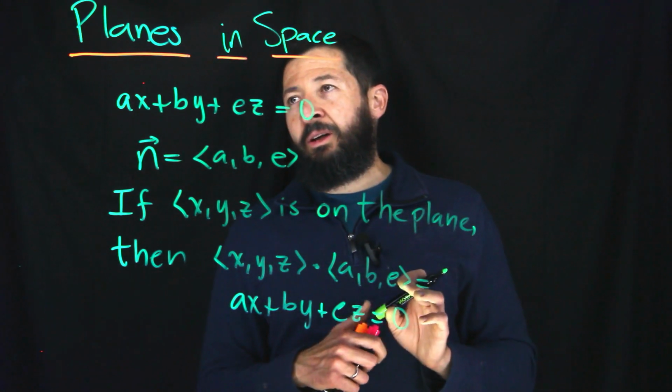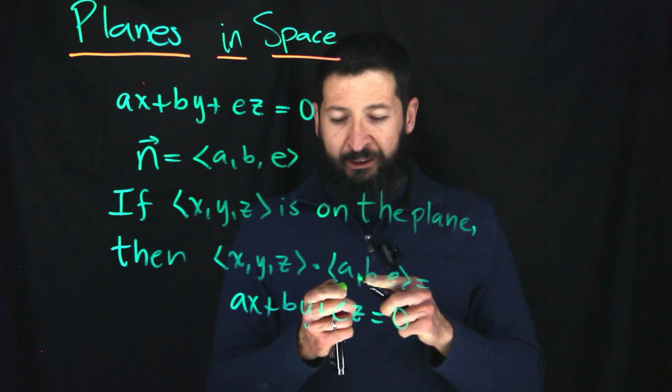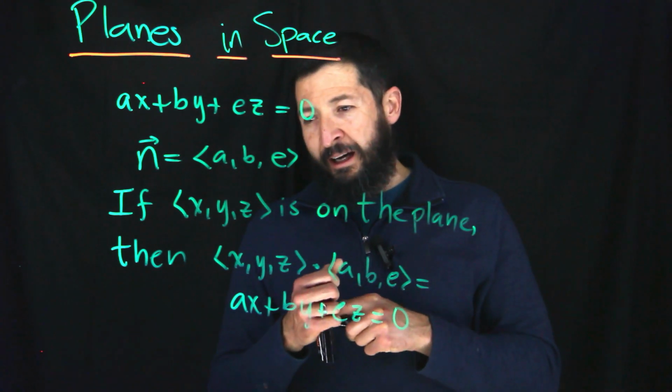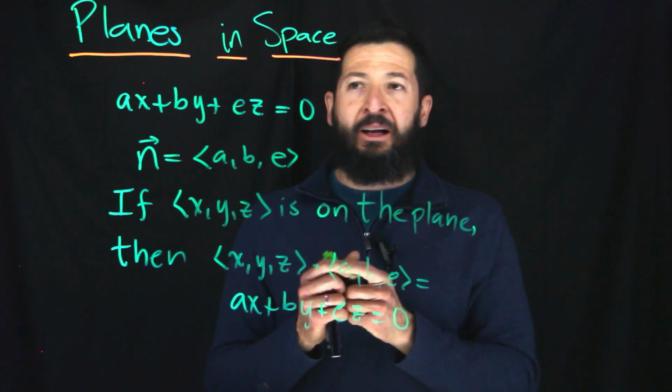All right, so there was one more thing I wanted to talk about planes, and that is what happens if you have two planes. How can you determine whether they intersect, and what are the options? All right, so let's erase here, and I'll be right back.